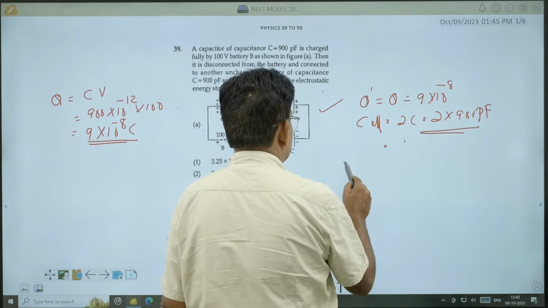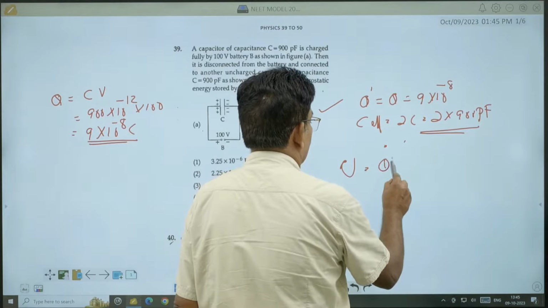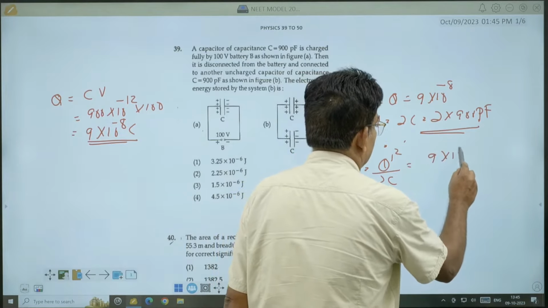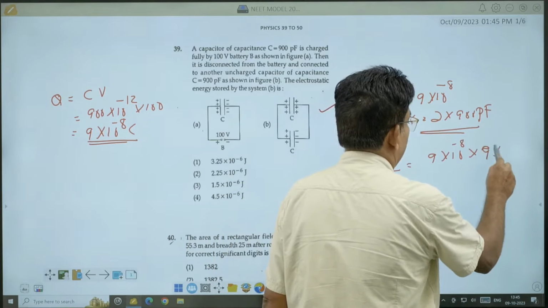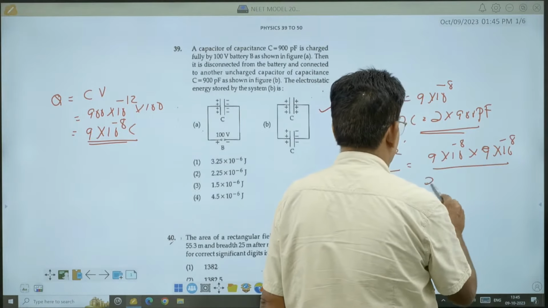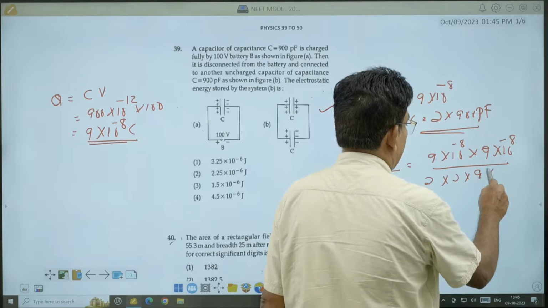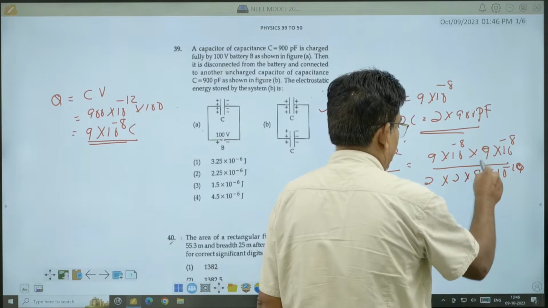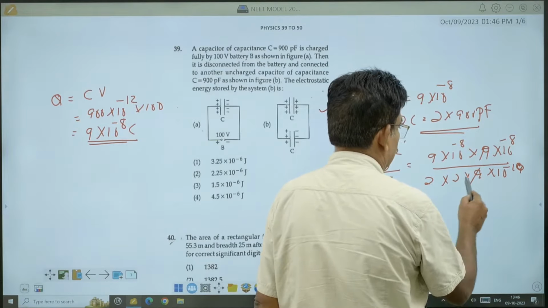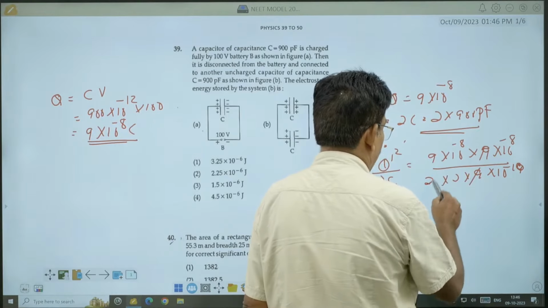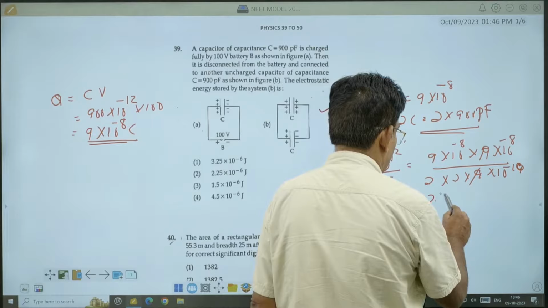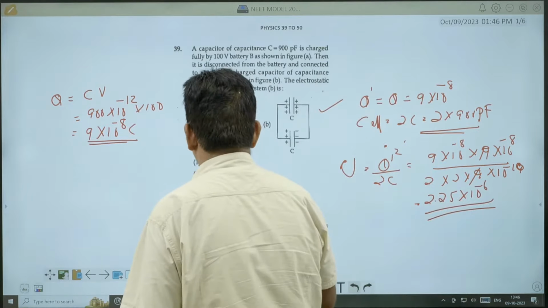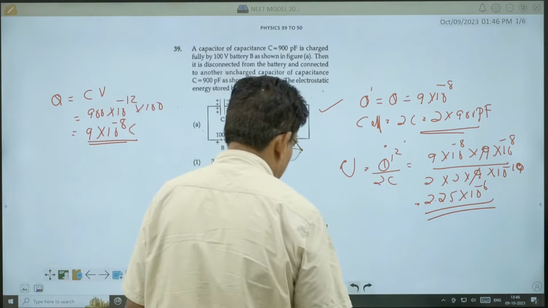Now, energy stored in the capacitor will be Q dash square by 2C. That is 9 into 10 to the power of minus 8 into 9 into 10 to the power of minus 8 divided by 2 into 9 into 10 to the power of minus 10. So one 9 gets cancelled. Then this will be 9 by 4, that is 2.25 into 10 to the power of minus 6. The answer is 2, the correct answer. Okay, come on.